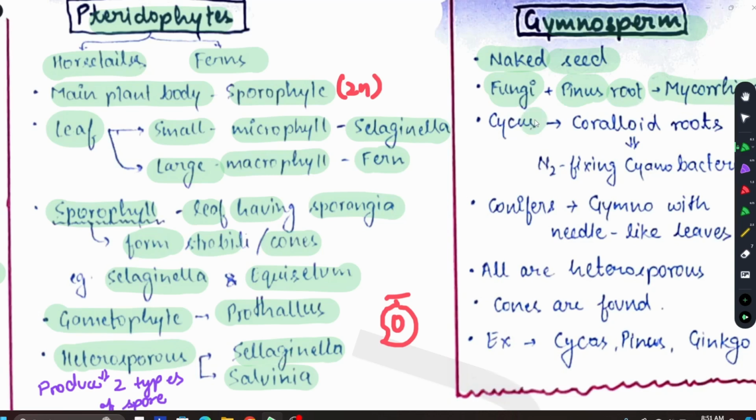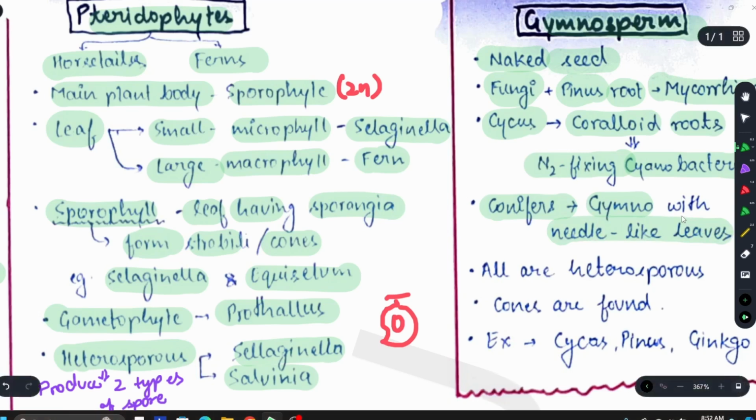Cycas is a gymnosperm which has coralloid roots. These are a special type of root which have nitrogen fixing cyanobacteria. I have given you the examples of cyanobacteria in the last chapter, Nostoc and Anabaena. These are types of cyanobacteria which do nitrogen fixation, and Cycas roots have nitrogen fixing cyanobacteria. These roots are special roots. We call them coralloid roots. Conifers are gymnosperms with needle like leaves. Their leaf size is very thin, like a needle.